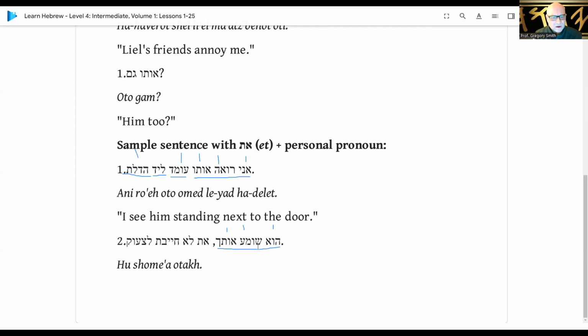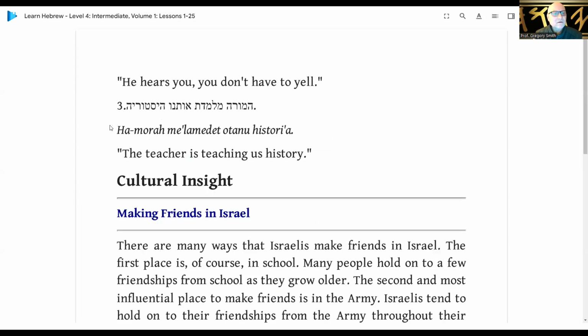So who shomea? Oh, otach. Okay, so let's take a look at this down here. He hears you, you don't have to yell. That's right. Okay, so Hamora. This is going to be Hamora, probably, melamedet. That has to do with teaching. Hamora melamedet otanu historia.